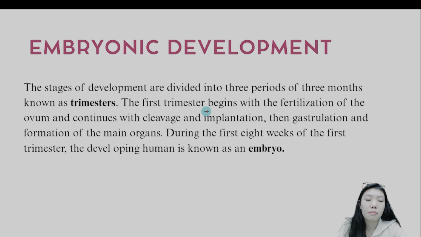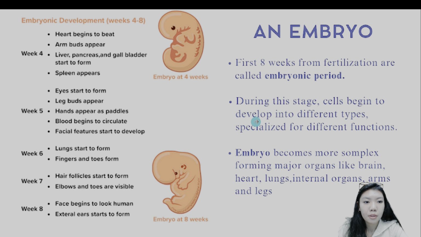The first trimester begins with the fertilization of the ovum and continues with cleavage and implantation. Then come the other processes, gastrulation and formation of the main organs. During the first 8 weeks of the first trimester, the developing human is known as an embryo. Here we can see the embryo. The embryo becomes more complex.